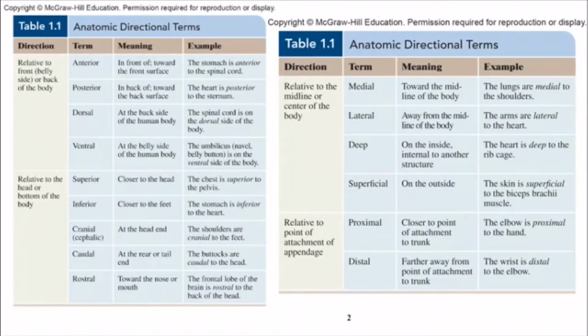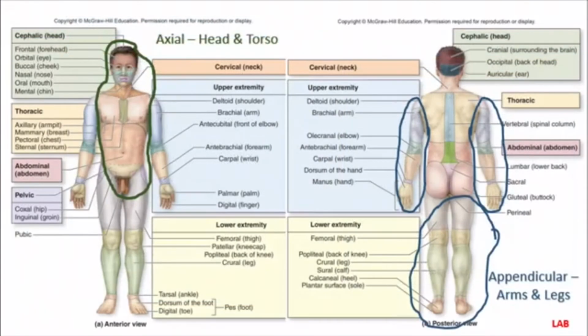Deep and superficial, we'll get to that with the integument. We're going to study 5 layers of the epidermis. So superficial is the top layer of skin, and then you're going to continue down deep. Refer to something as axial, we're talking about the head and the torso. When we talk about appendicular, you're talking about the arms and the legs.